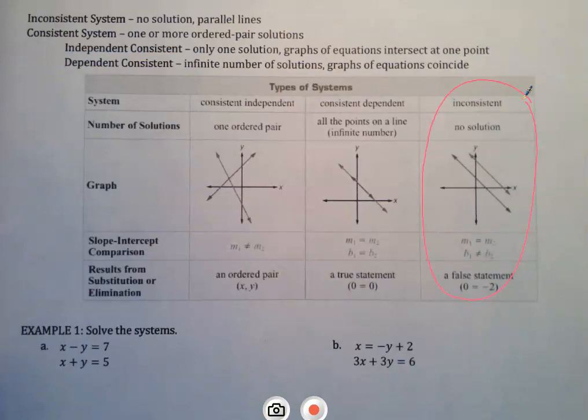All right, so there is no solution because we have what? What do you see here in this graph? They're parallel, okay? So they're parallel lines, which means their slopes are the same, but their y-intercepts are not. Or if we do substitution or elimination, the results are going to give us a false statement. We're going to get something like 0 equals -2 or 6 equals 12, something that's false. And if that happens, we know that it is inconsistent.